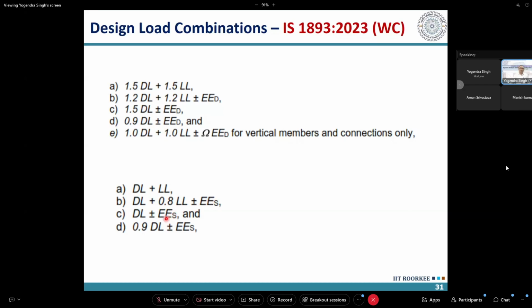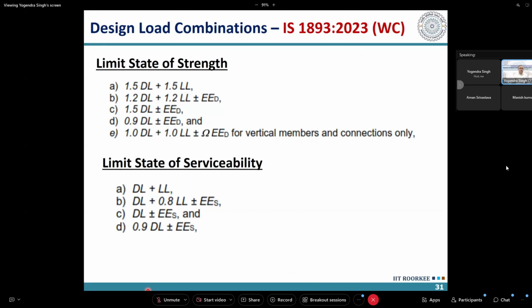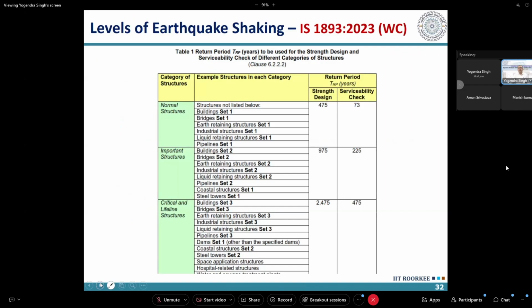The period for these earthquakes for normal buildings is less than 475 years, whereas here this is 475. Which earthquake we will use for serviceability check and strength check is also given. For normal buildings, normal structures, we have to use 475 years for strength check and 73 years for serviceability check. So EES in the previous slide actually corresponds to 73 years. In case of important structures, important buildings, this is for 975 years. Important bridges are also coming in this category, bridges of set 2, so those are also to be designed for 975 years.